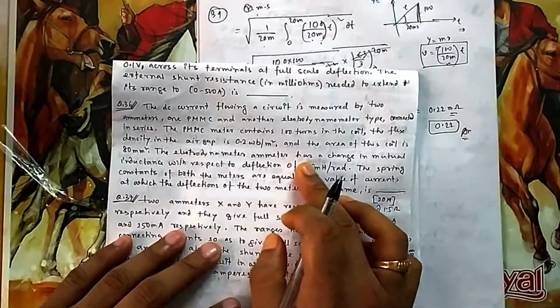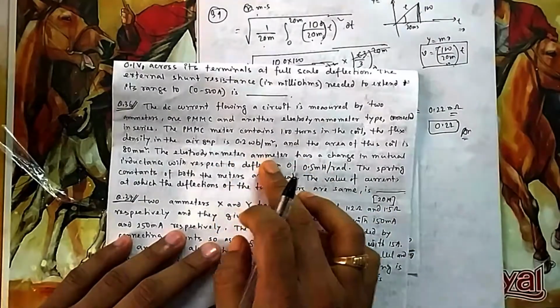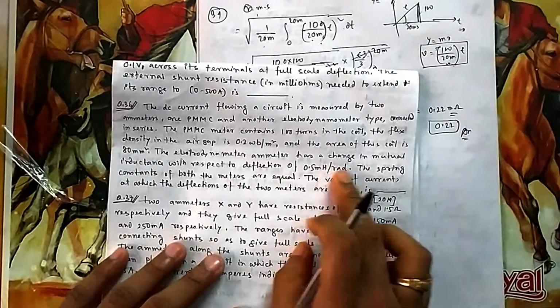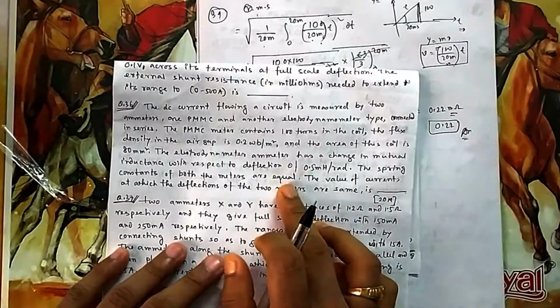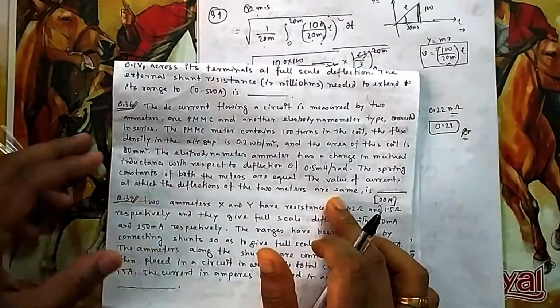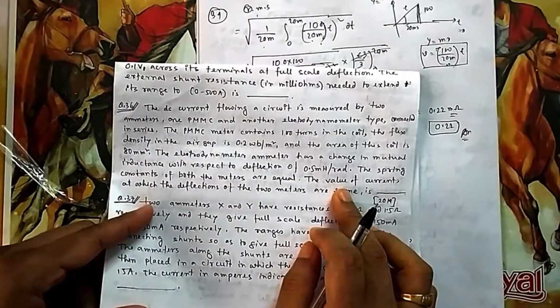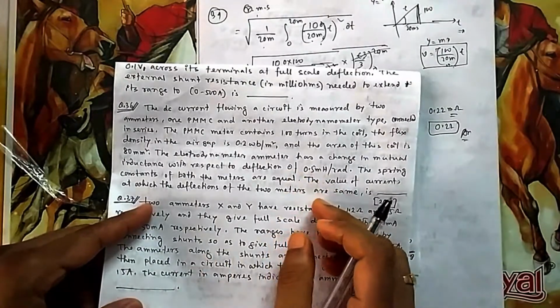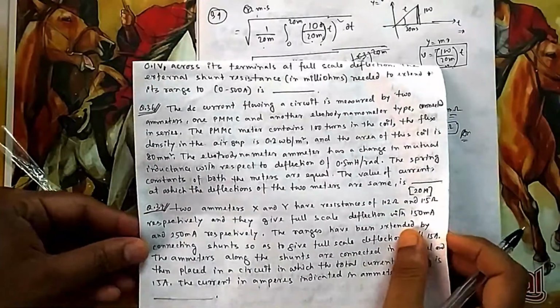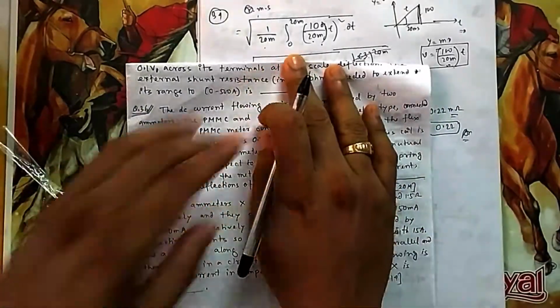The electrodynamometer ammeter has a change in mutual inductance with respect to deflection, this is given. The spring constant of both is equal. Then we need the value of the current at which the deflection of the 2 meters is the same. The spring constant is the same for both, so whatever deflection torque comes from the current will be equal for both. The values of the current at which the deflection of the 2 meters are equal.